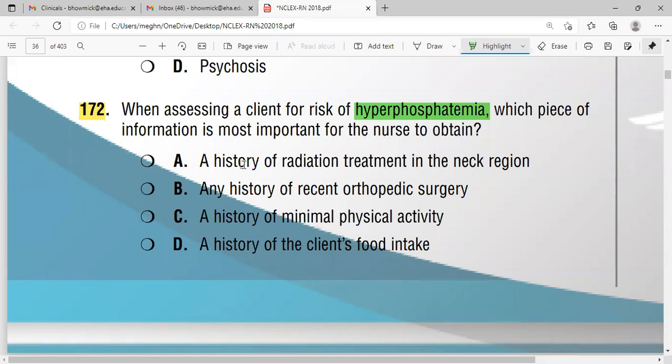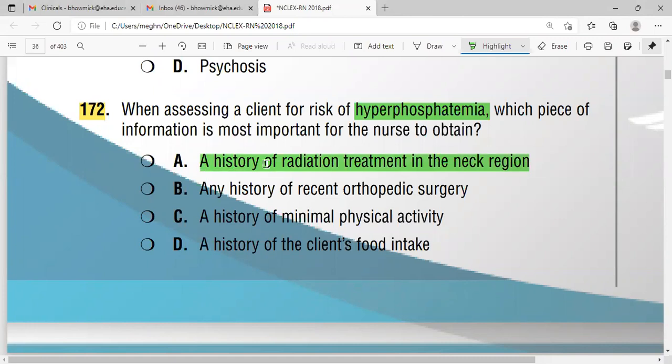So they said: A, history of the radiation treatment in the neck region. B, any history of recent orthopedic surgery. Orthopedic surgery, or orthopedics, is the branch of surgery concerned with conditions involving the musculoskeletal system. Number C, history of minimal physical activities. And number D, a history of the client's food intake. So the correct answer is the history of the radiation treatment in the neck region.